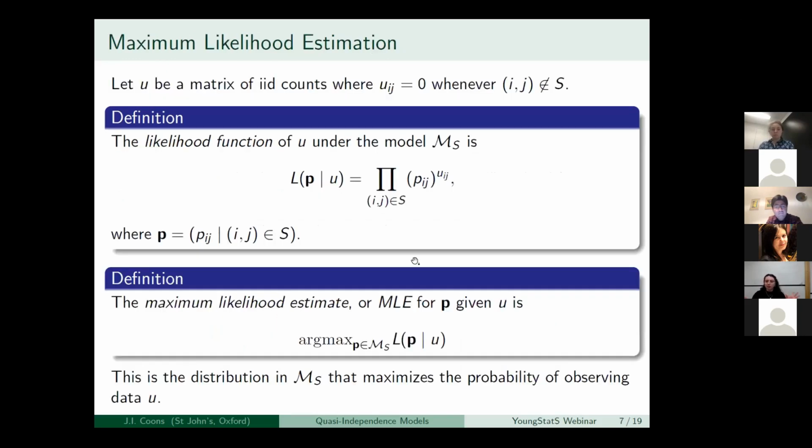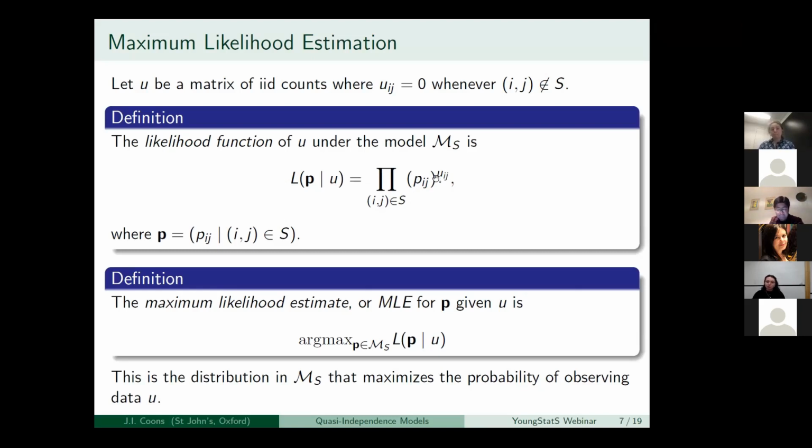Now let's talk a little bit about maximum likelihood estimation. I'll have U be a matrix of independent identically distributed counts, and I want it to fit with my model. So I want that Uij is equal to 0 for every ij that is not in this set S. The likelihood function for U under this model is this function that we'll call L of P given U. This is the product over all pairs ij in my set of Pij to the Uij.